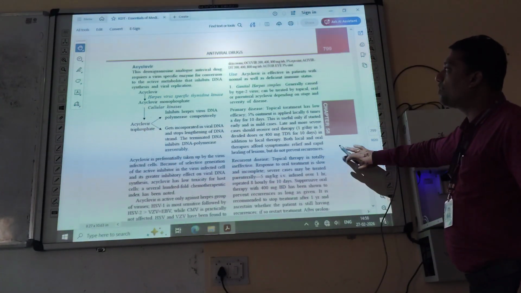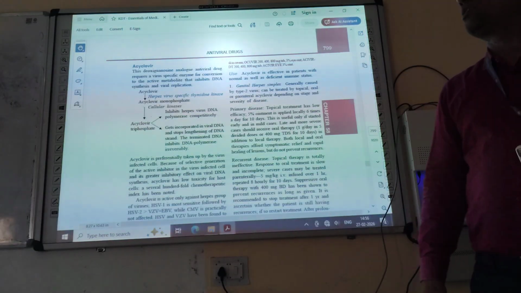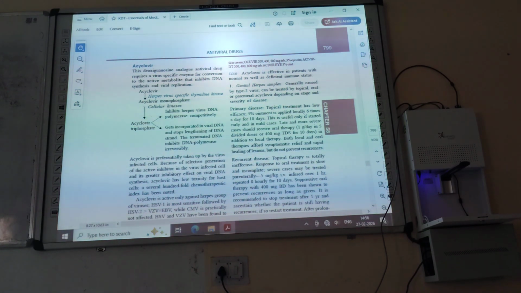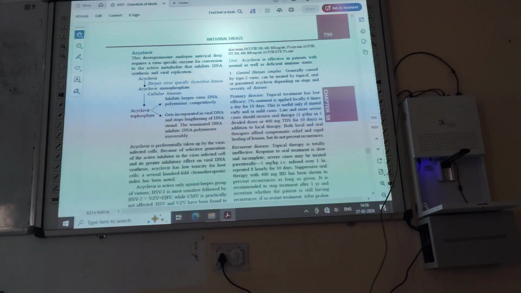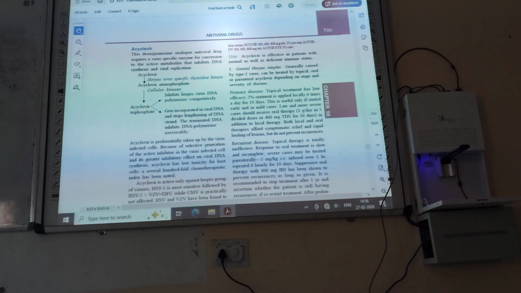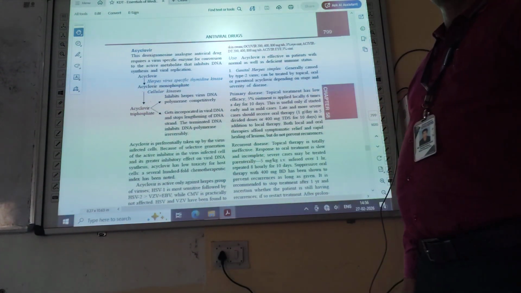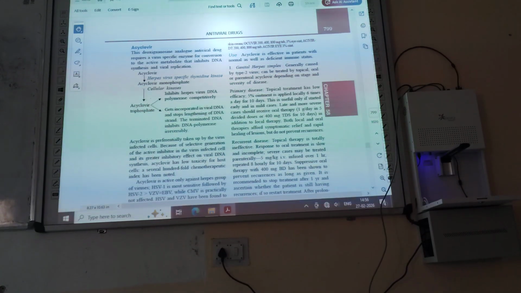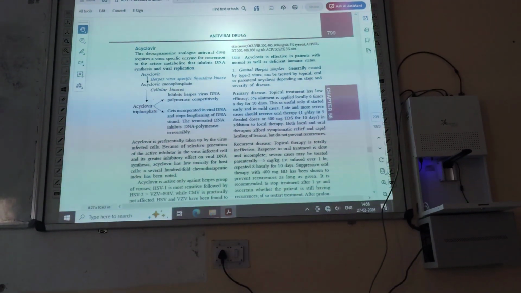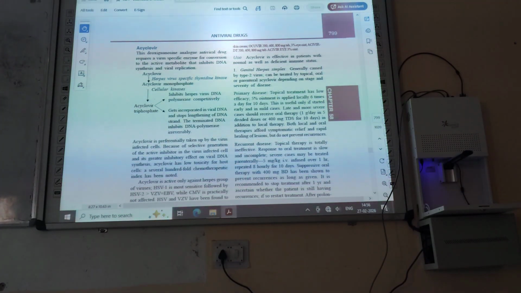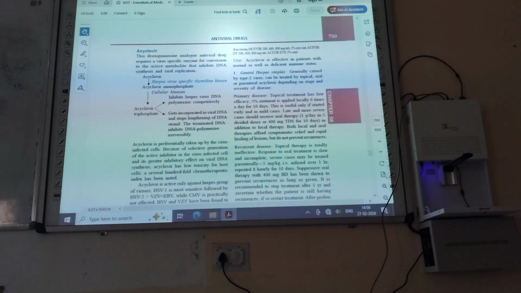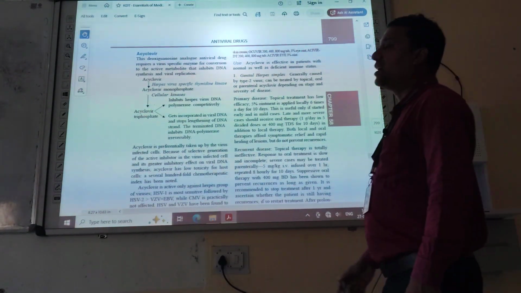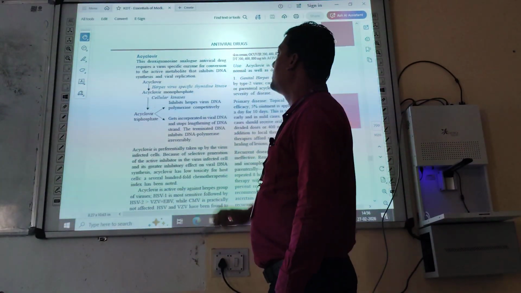Then the third one is acyclovir. This is a deoxyguanosine analog. It is a component of DNA: adenine, guanine, thymine, cytosine. But in case of RNA, the uracil is there instead of thymine. This deoxyguanosine analog antiviral drug requires a virus-specific enzyme for conversion to the active metabolite that inhibits the DNA synthesis in viral replication. Okay, it inhibits DNA synthesis.